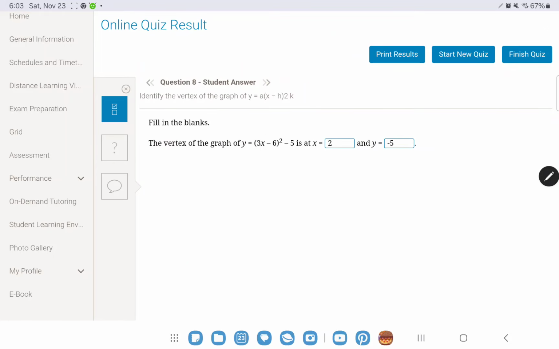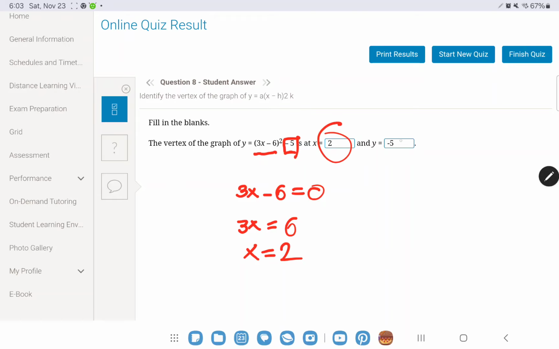And that's our answer. Now let's move on. The vertex of the graph is whatever makes this 0 and this value. So 3x minus 6 equals 0. 3x equals 6. X equals 2. So 2 and negative 5 are our answers. Now let's move on.